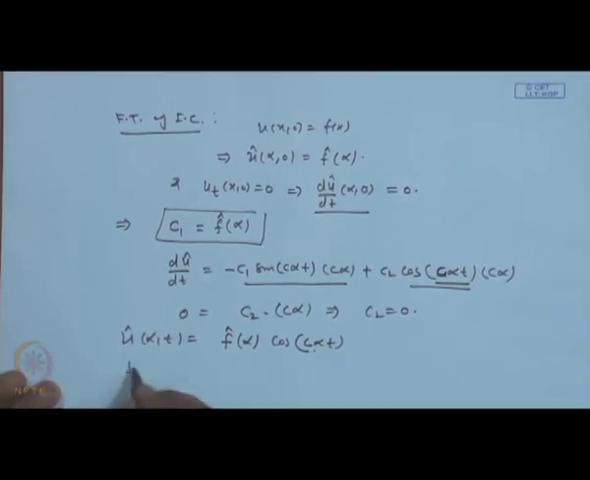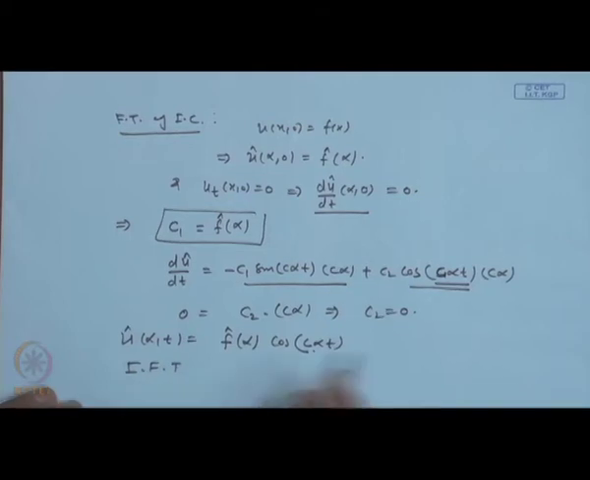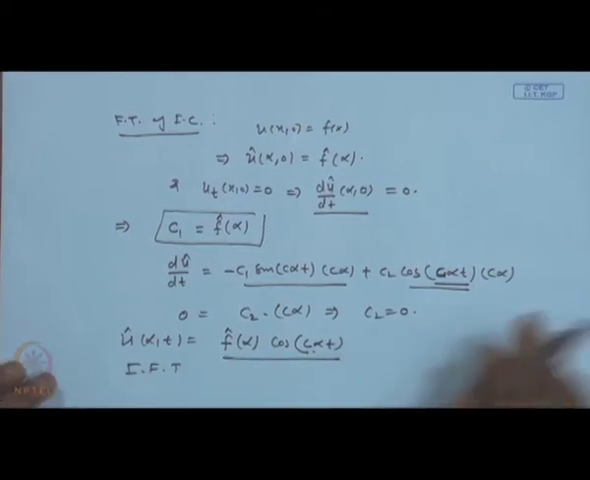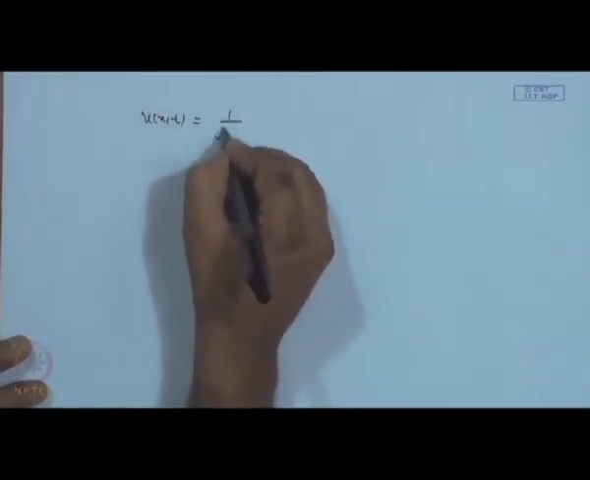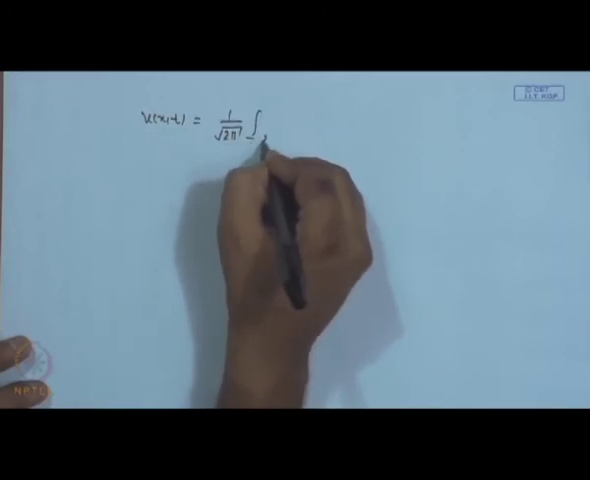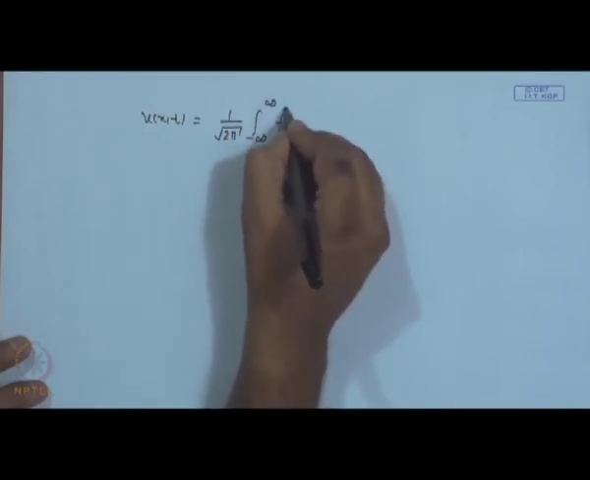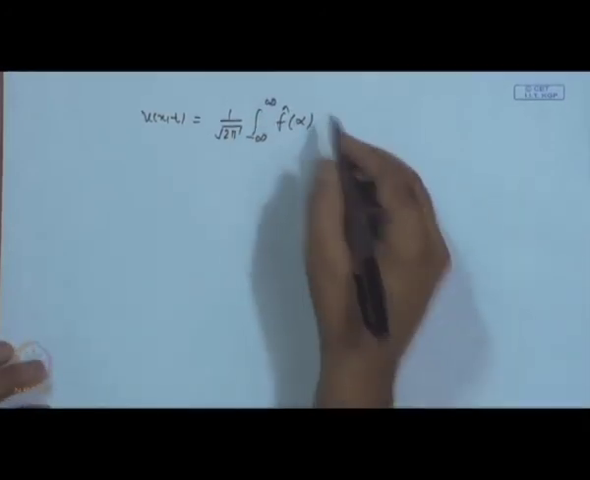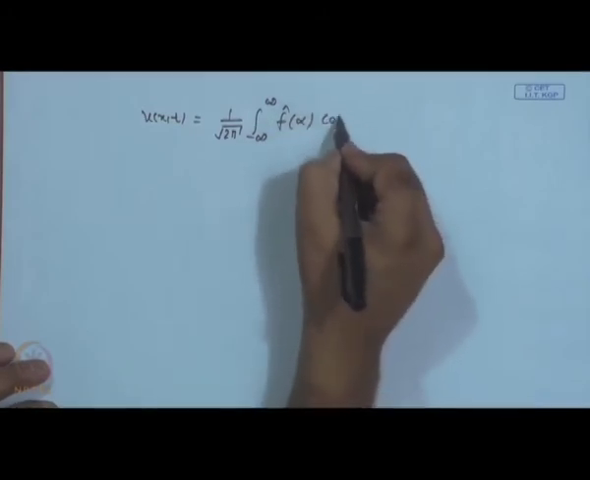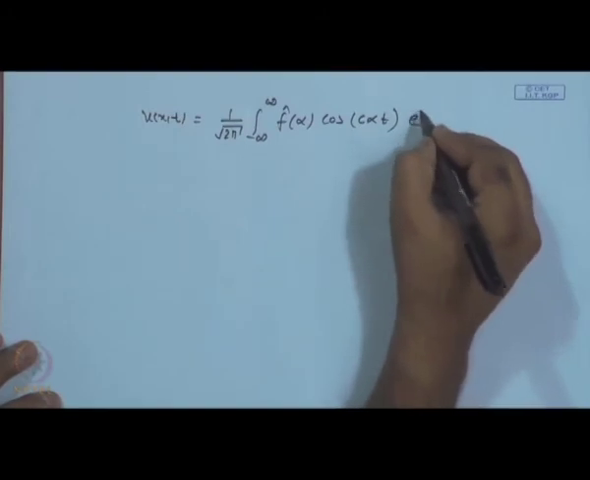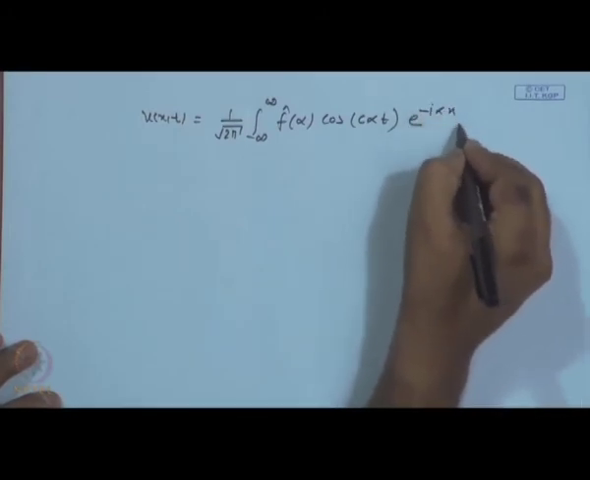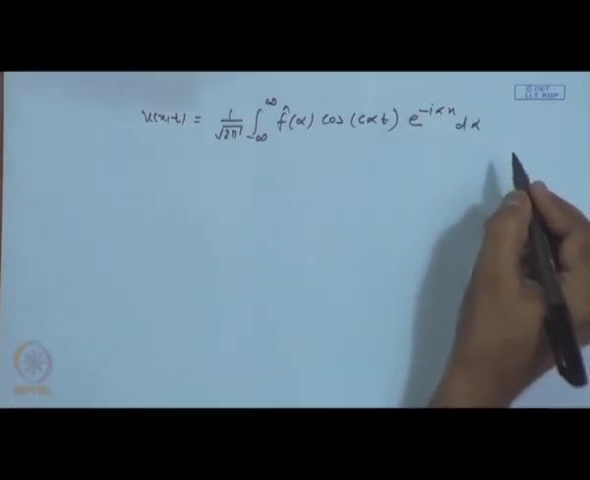Now we take the inverse Fourier transform. What we get is u(x, t) equal to 1 over the square root of 2 pi, integral from minus infinity to plus infinity of f̂(α) cos(cαt), and then we have e^(−iαx) dα.